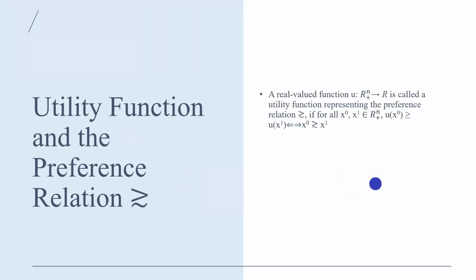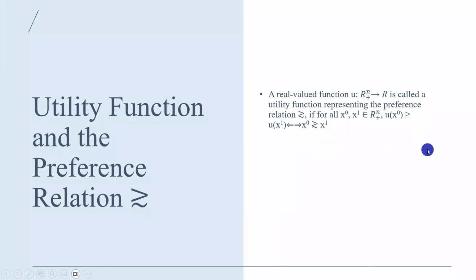At first, I would like to define it. A real valued function u from R^n_+ to the real numbers is called a utility function representing the preference relation if, for all x0 and x1 in R^n_+, the utility of x0 is greater than or equal to the utility of x1 if and only if x0 is at least as good as x1.